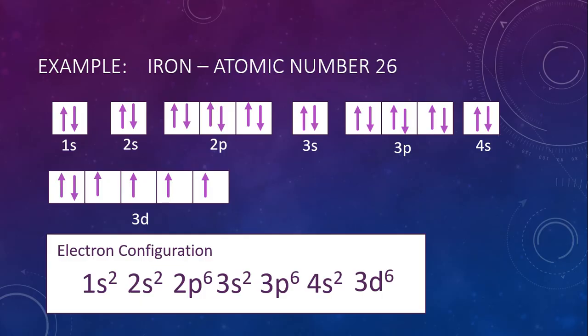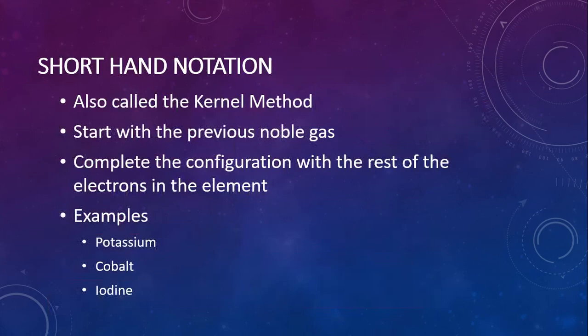So let's do the last piece, the shorthand or the kernel method or the abbreviated version. This is one where we're going to look to find a way to simplify dramatically the electron configuration. So what we're going to do is look at the periodic table and see what the previous noble gas is to the element.